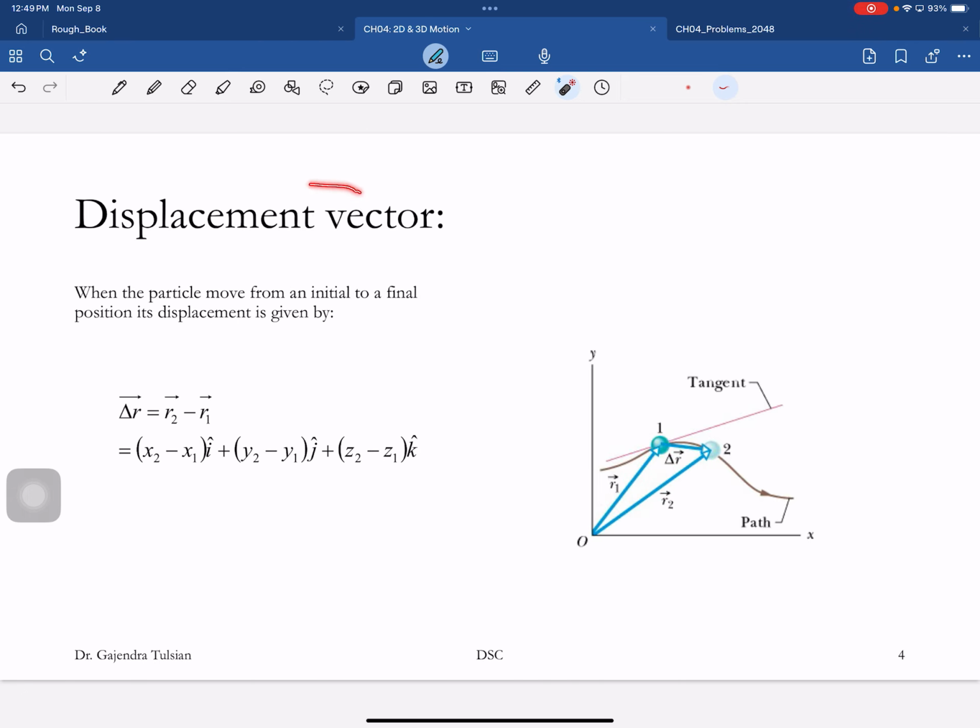Now we'll define a displacement vector. If the particle is here at time t1 and here at time t2, the displacement is a vector pointing from the initial point to the final point. Just like in 2 dimensions, if you go for a walk, here's the initial point, there's the final point. The displacement vector is just that vector. And in coordinates, it would be the x coordinate at time t2 minus x coordinate at time t1 and so on.